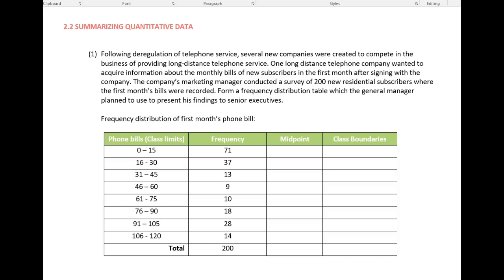Now, that doesn't mean you don't need to understand on the whole what those are. It just means you're not going to get a question on a test that says, what is the class midpoint of phone bill class limits 0 to 15? I'm not going to ask you that. I don't think that it's important to be tested on. I just think that we have bigger fish to fry, okay? So without any further ado, let's get started on 2.2, Summarizing Quantitative Data.